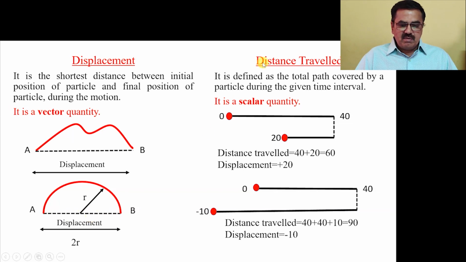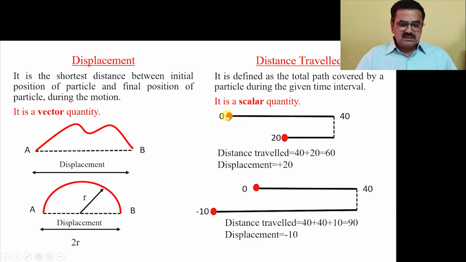Now what about distance traveled? Distance traveled is the total path covered by a particle during the given time interval. It is actually the length of the path traveled by the particle. It is a scalar quantity. So to define the distance traveled by a particle, we do not have to mention its direction. Only magnitude will serve the purpose. So we can define this quantity completely by its magnitude only. Direction is not at all required, while in the case of a vector we have to mention its magnitude as well as direction.